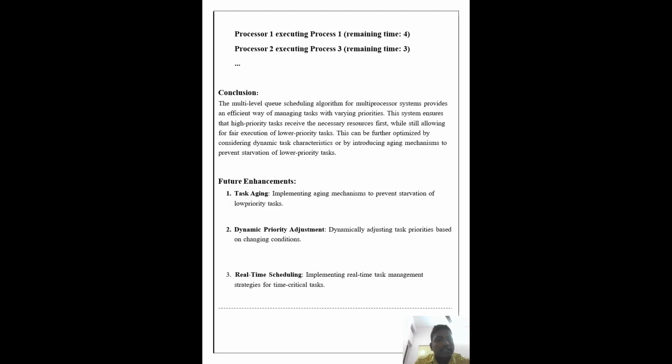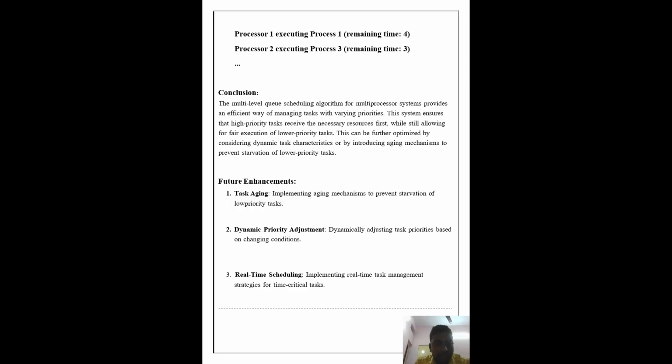Conclusion. The multi-level queue scheduling algorithm for the multiprocessor system provides an efficient way of managing tasks with varying priorities. This system ensures that high priority tasks receive the necessary resources first, while still allowing for fair execution of lower priority tasks. This can be further optimized by considering dynamic task characteristics and introducing an aging mechanism to prevent starvation of lower priority tasks. Future improvements and enhancements.